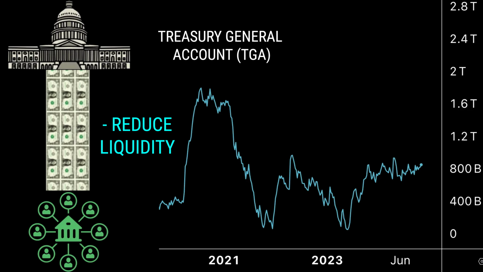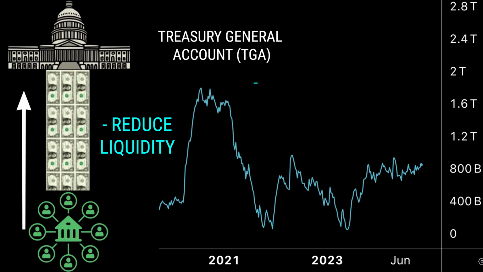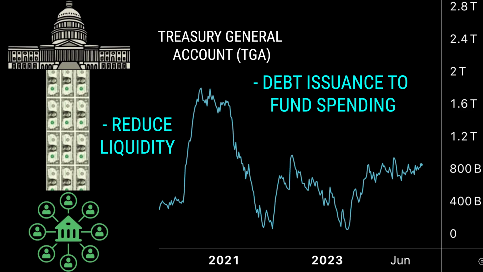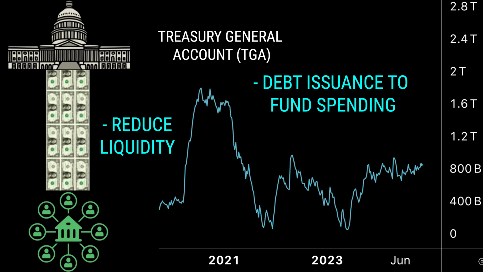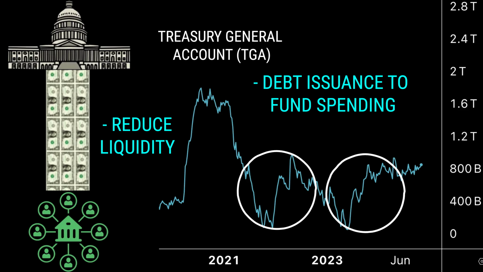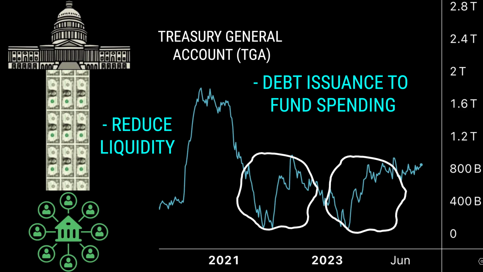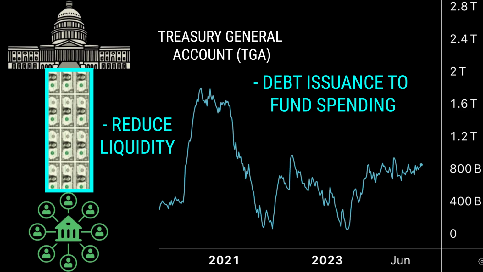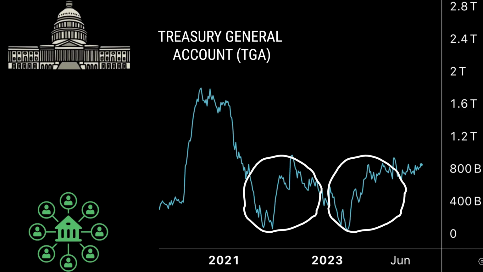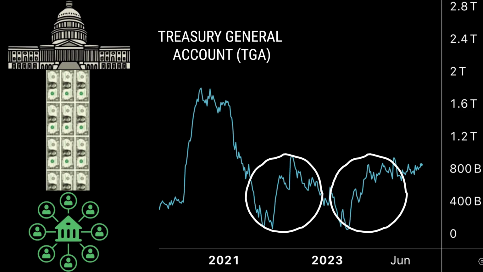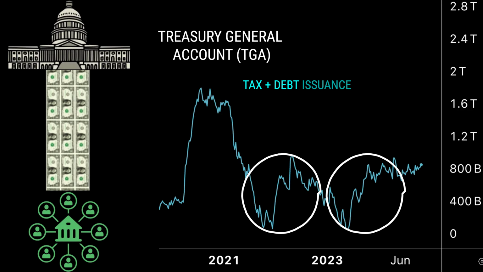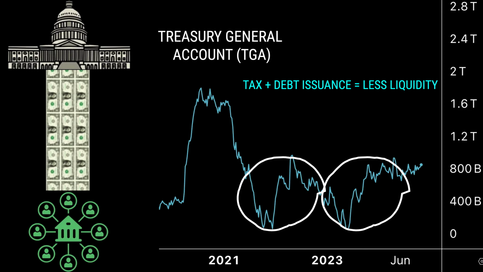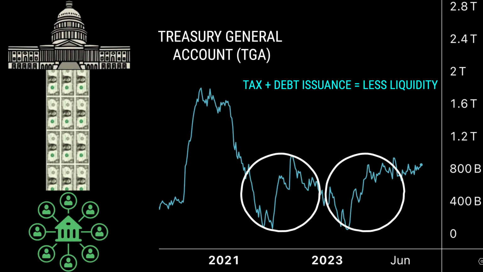The government can also reduce liquidity by issuing new treasury bills. Now, they are selling these treasury bills to raise money, but that also means they're sucking cash away from financial markets to fund the TGA. So when the TGA moves higher, liquidity is leaving the financial system. Tax collection and bond issuance are both the result of tightening financial conditions.